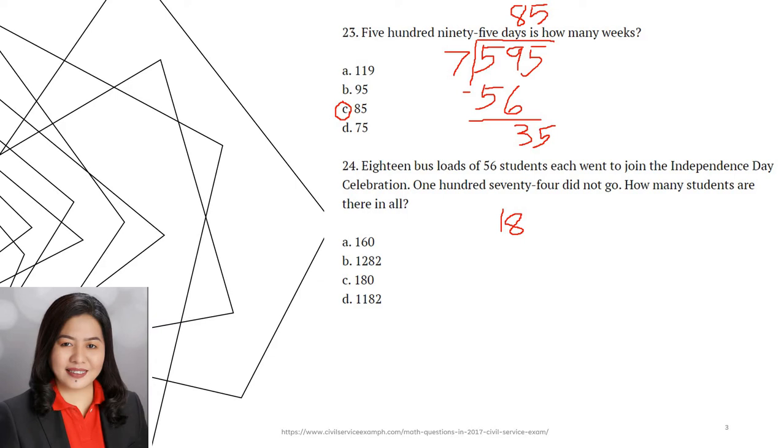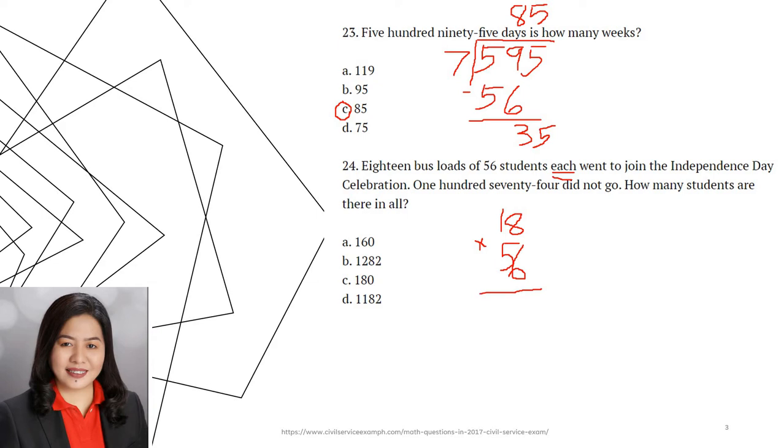So 18 buses, and each has 56 students. 18 busloads of 56 students each. It states here each went to join the Independence Day celebration, so in every bus there are 56 students. What we need to do is multiply 18 by 56 to determine the number of students who went to join the Independence Day celebration.